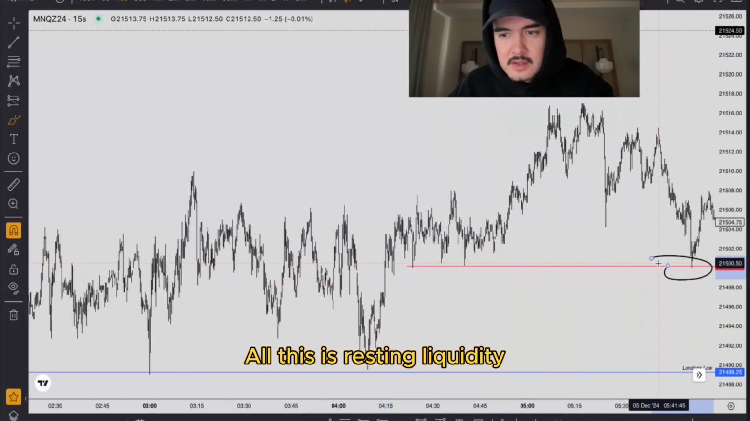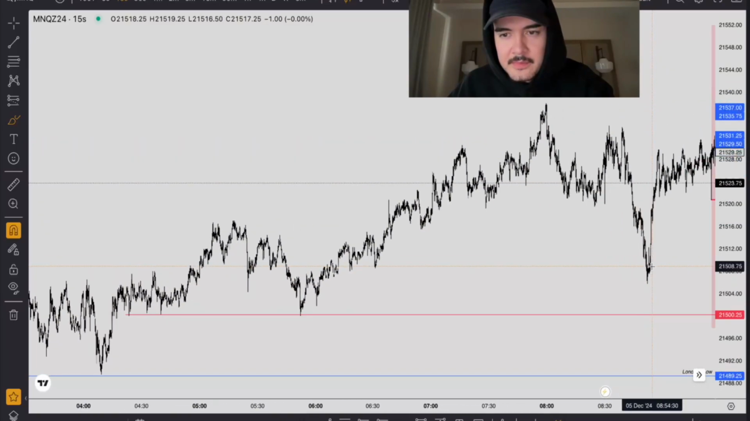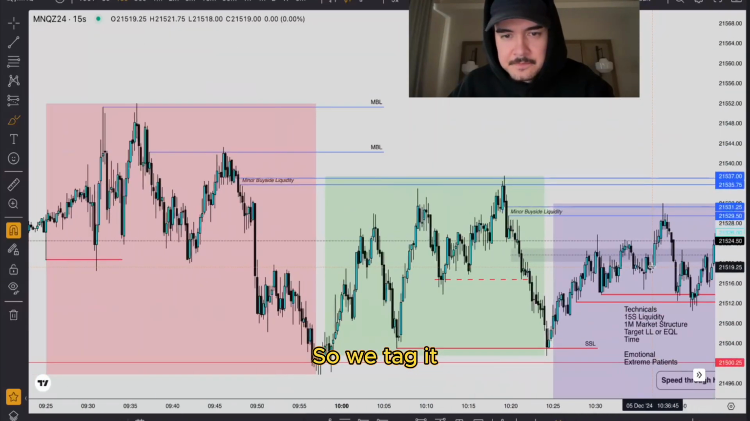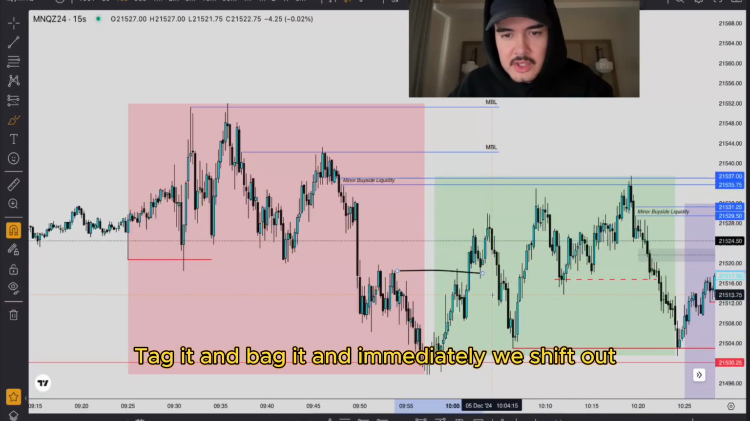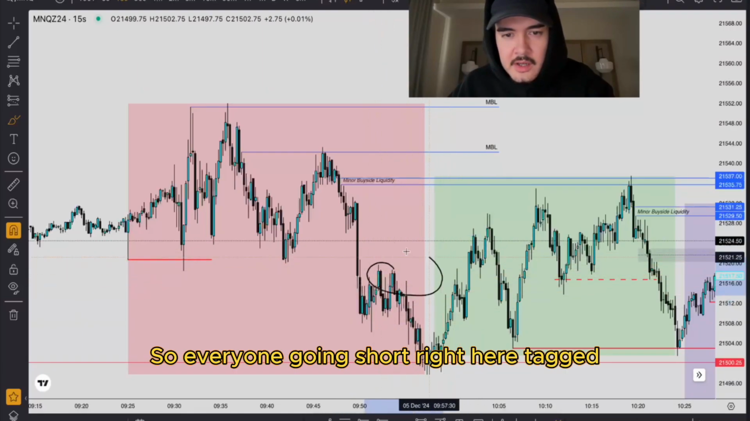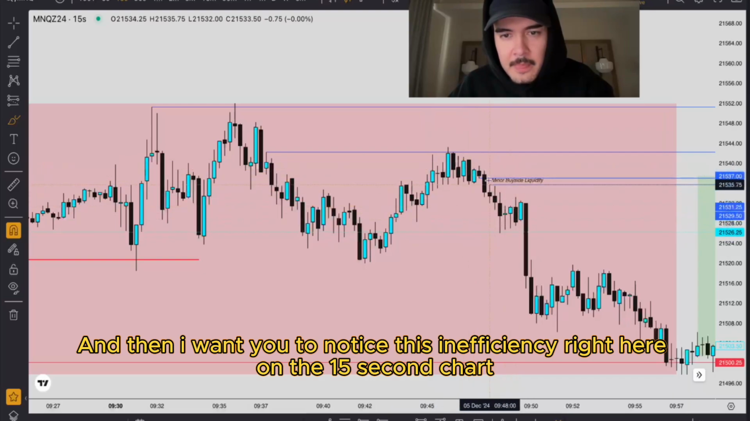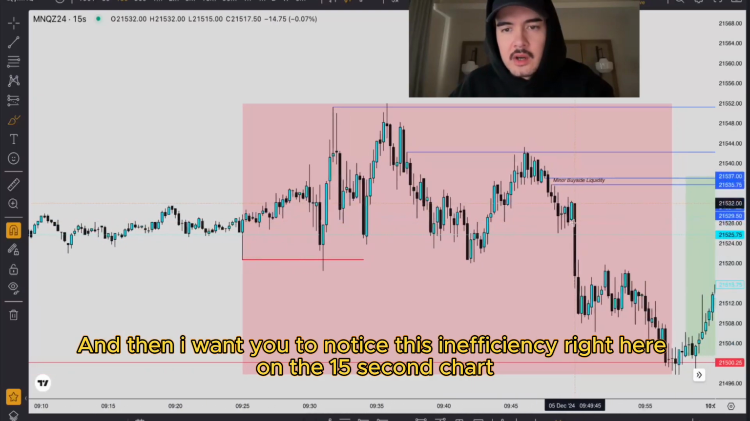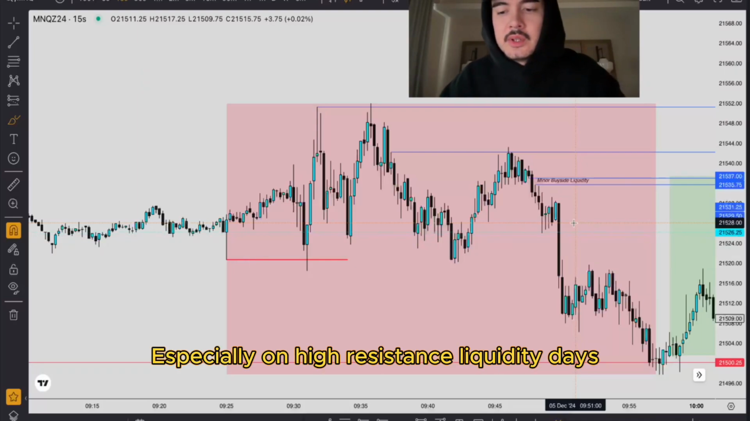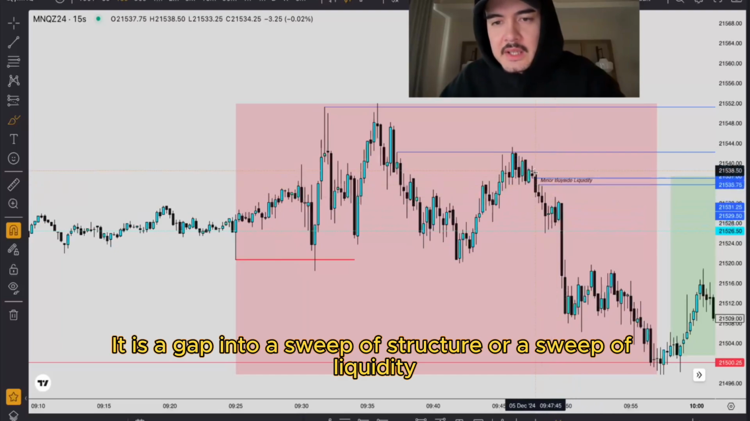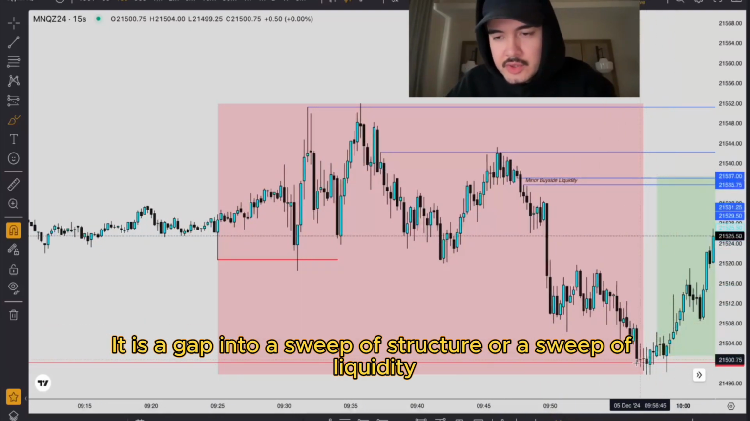All this is resting liquidity. So we tag it and bag it. Immediately we shift out. So everyone going short right here, tagged. And then I want you to notice this inefficiency right here. On the 15-second chart, these will always get tagged, especially on high resistance liquidity days. It is a gap into a sweep of structure or a sweep of liquidity.